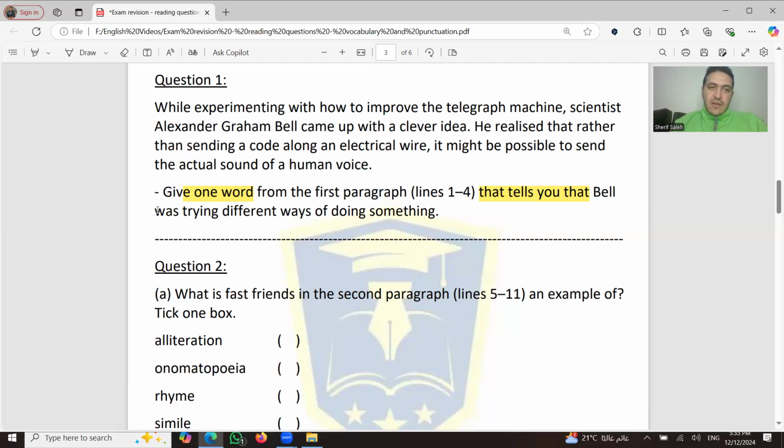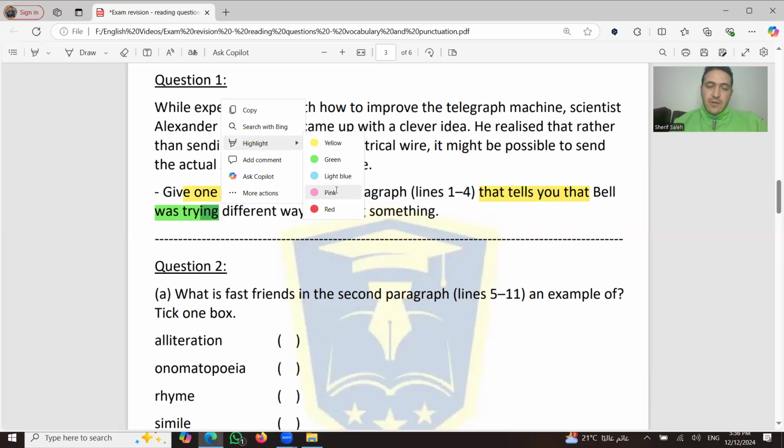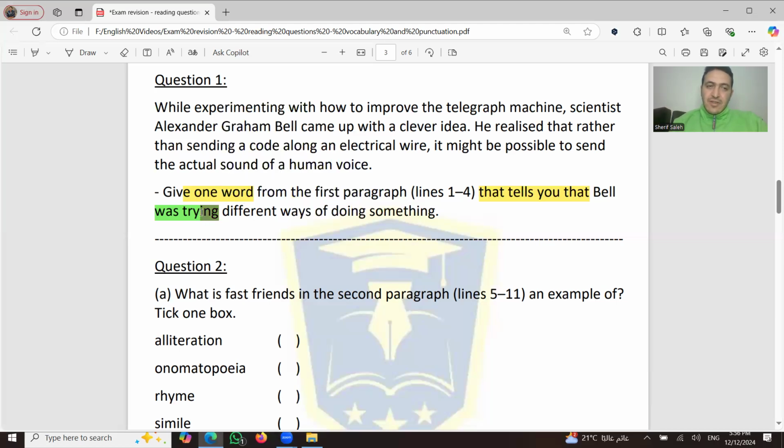So we're talking about, that word should tell us that he was trying. This is the key word here. Now let's look at the phrase was trying. What kind of phrase is this? I should think, is it a noun? Is it a verb? Is it an adjective? Is it an adverb? Is it a conjunction? Okay, in this case, was trying is a verb, and this verb ends in ing. So the word that I should find should also be a verb or a word that ends in ing.